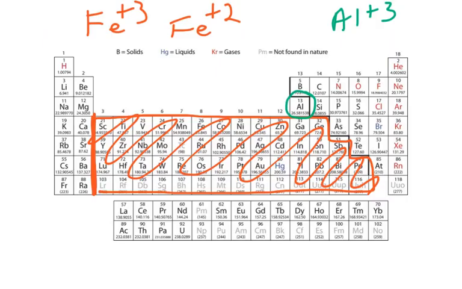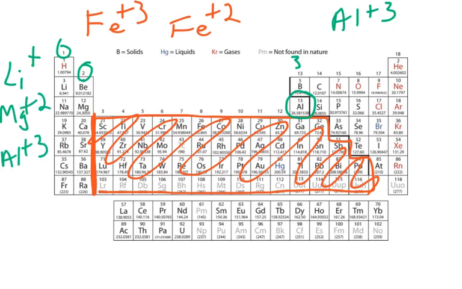Again, the thing that makes transition metals so different from group 1, 2, or 3 metals is that group 1, 2, and 3 metals always have the same charge. Lithium is always +1. Magnesium is always +2. And as I said before, aluminum is always +3. Whereas most of these transition metals have multiple charges that they can be.